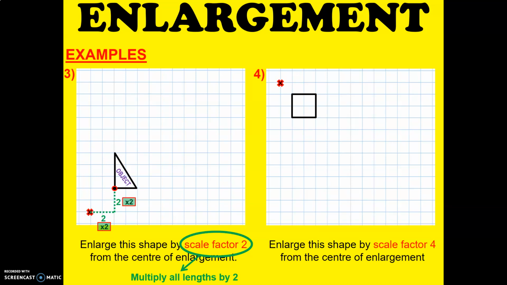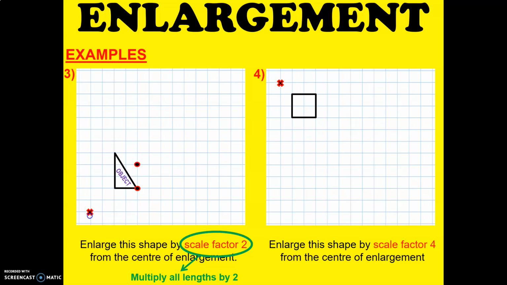2 times 2 is 4. So we have to extend that from the center of enlargement 4 steps to the left and then 4 steps going to the right and then 4 steps going up. So that's our new point. Now for the second point.